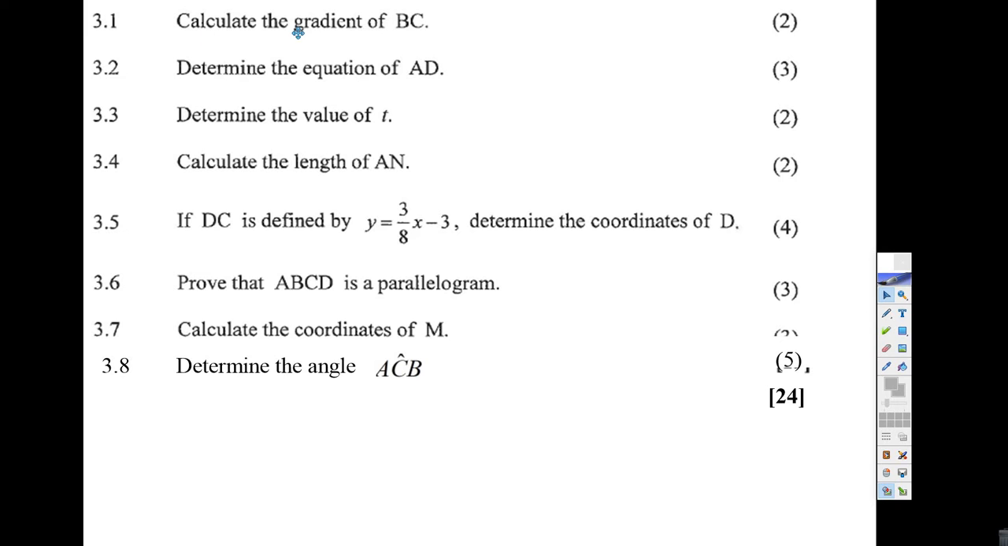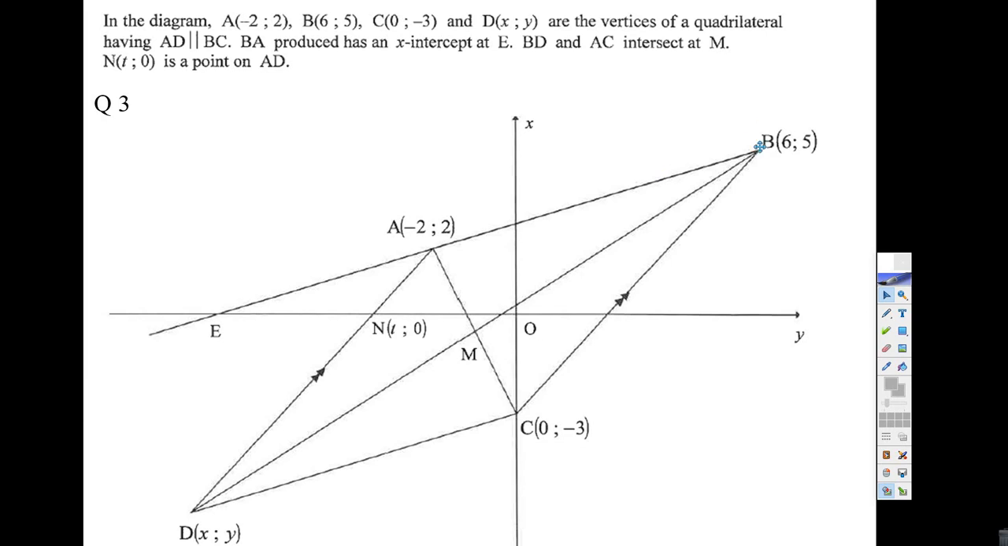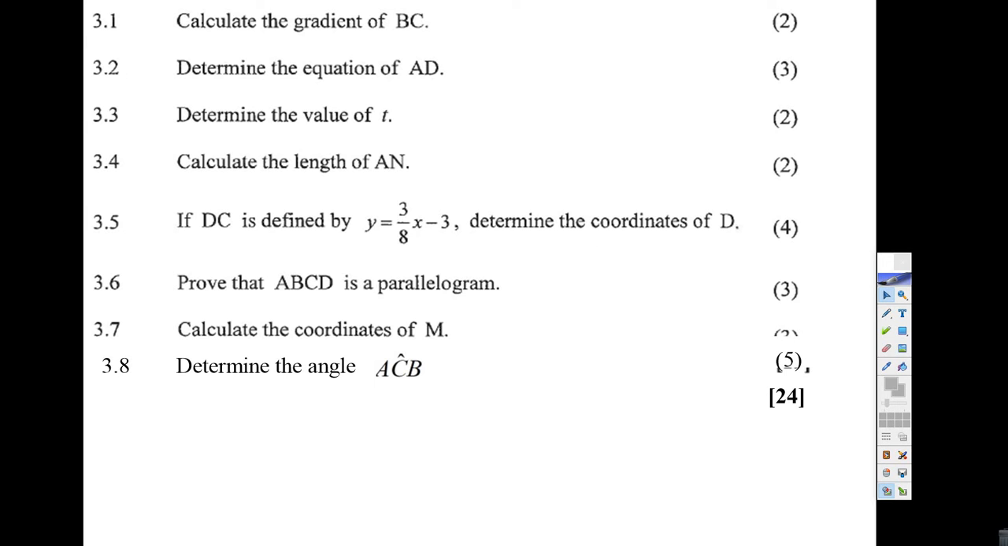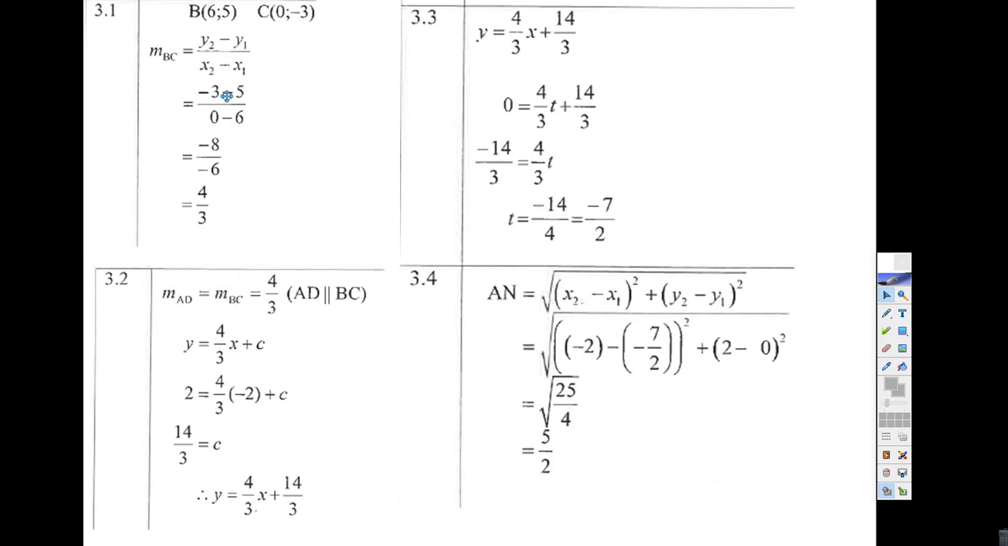Here we go. Calculate the gradient of BC. Well, that's pretty straightforward. You just go to B and C and you go 5 minus 3 over 6 minus 0. The change in y over the change in x. Subtract the y's and subtract the x's, and there you go. Minus 3 minus 5 over 0 minus 6. It's minus 8 over minus 6. Two negatives make a positive, 4 over 3. You could go the other way. You still get the exact same answer.